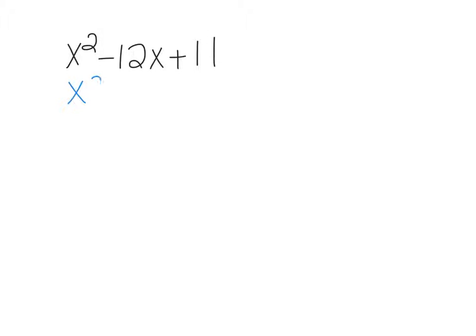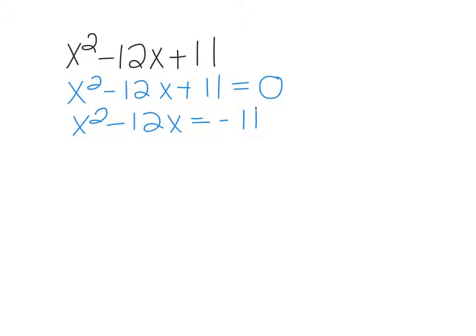Our first step to solve the equation is to divide everything by the coefficient of x squared, but since it's 1, the equation is going to look the same. Now in the second step, we rewrite the equation with the constant on the right side, so we're going to go x squared minus 12x is equal to negative 11.